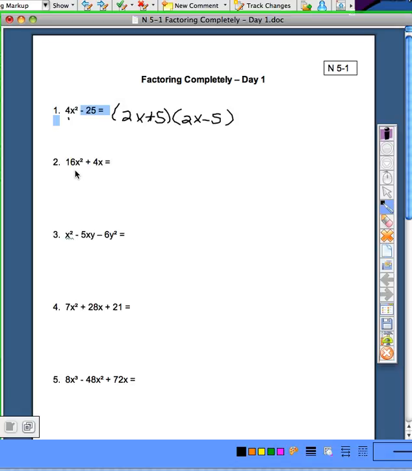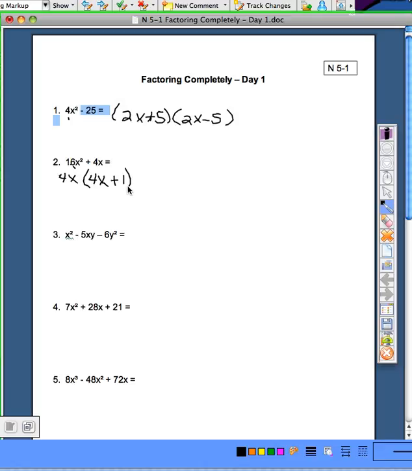Now looking at number 2. You always need to look for greatest common factor if there is one. And there is a 4x we can factor out, which means everything is divided by 4x. So 16x squared divided by 4x is 4x. And then plus 4x divided by 4x is 1.